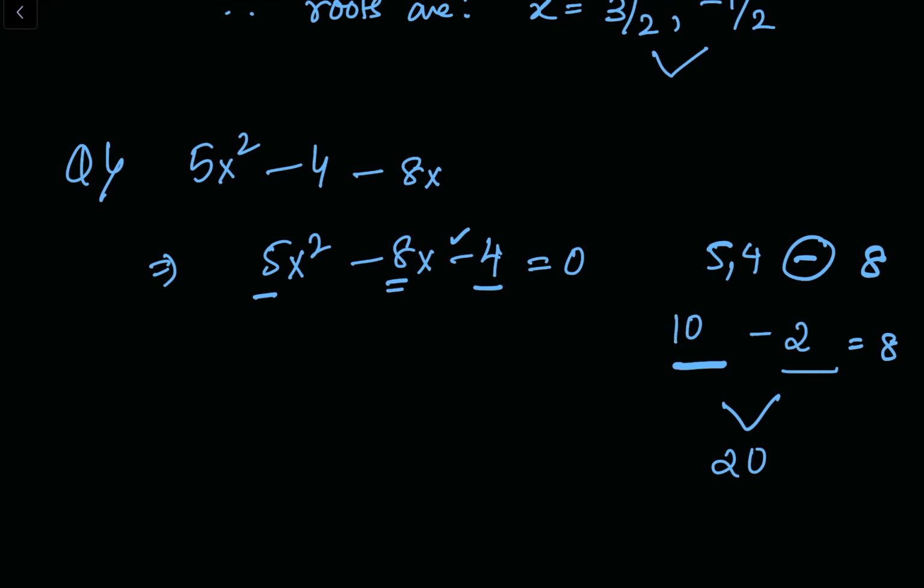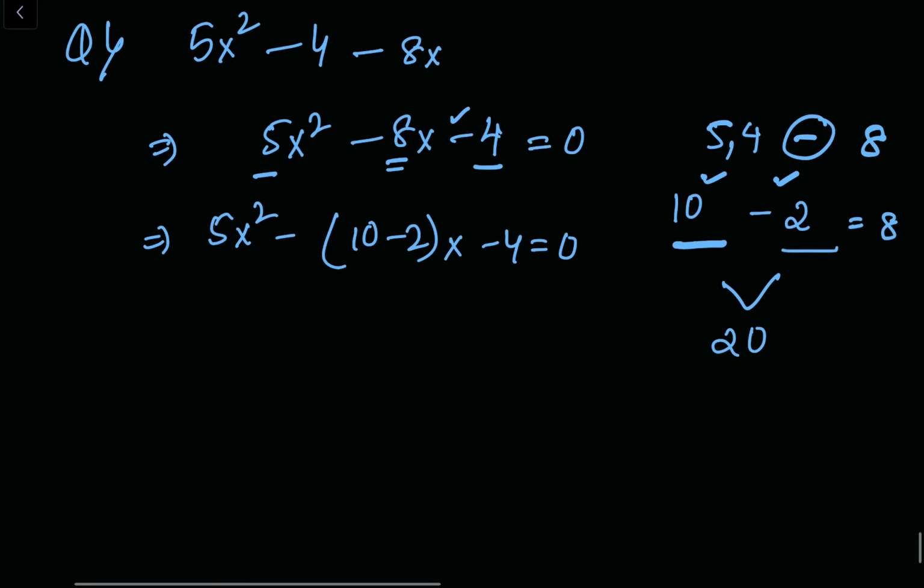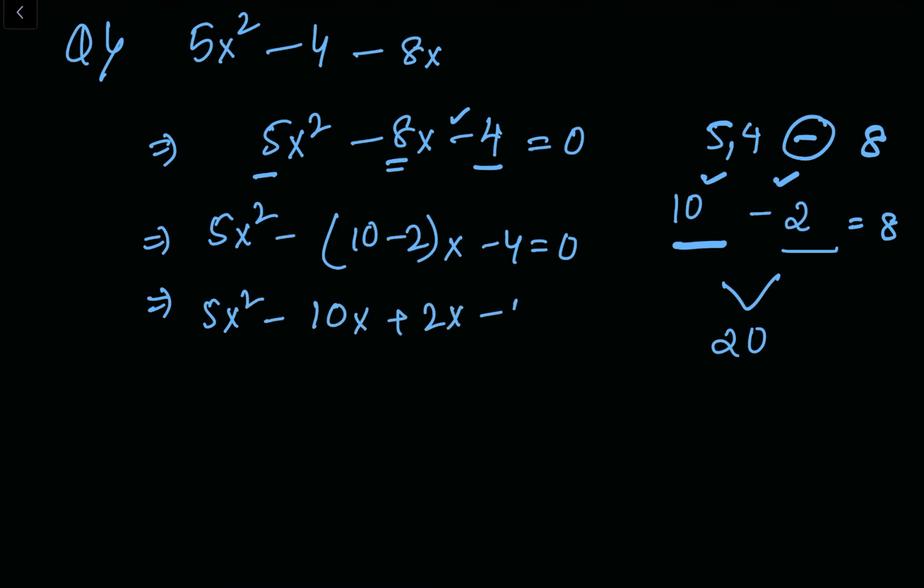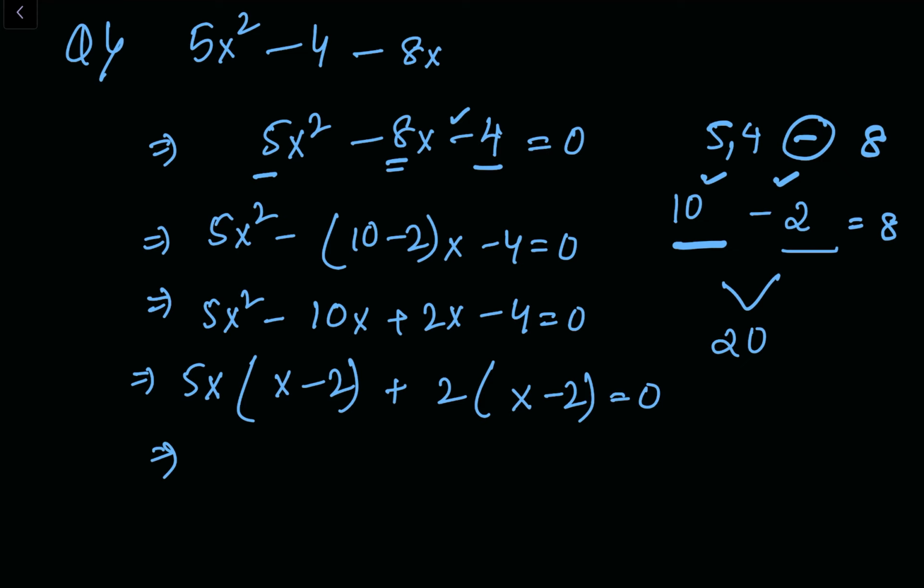Now with practice you will get better at this. 10 minus 2 is 8 and 10 twos are 20. So these are our numbers. So now we will write 8 as 10 minus 2. So 5x square minus 10x minus 2x minus 4 is 0. Open the brackets. Then take common. So here we get 5x, and what we are left with is x minus 2, and here we take 2 common, so we are left with x minus 2. Then again factor out the common term.